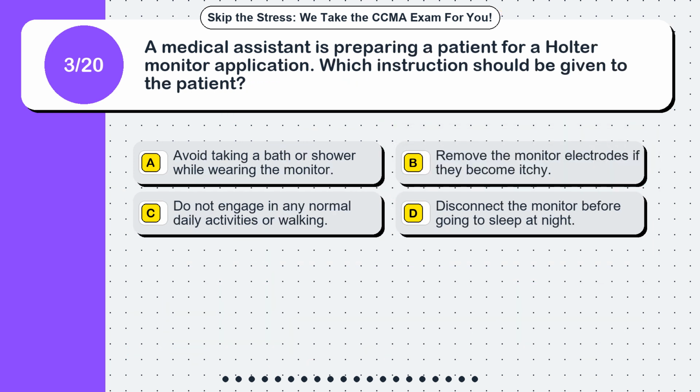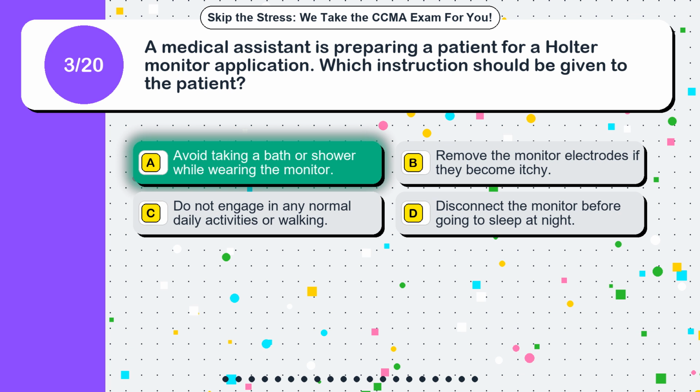Question 3. A medical assistant is preparing a patient for a Holter monitor application. Which instruction should be given to the patient? Option A. Avoid taking a bath or shower while wearing the monitor. Option B. Remove the monitor electrodes if they become itchy. Option C. Do not engage in any normal daily activities or walking. Option D. Disconnect the monitor before going to sleep at night.